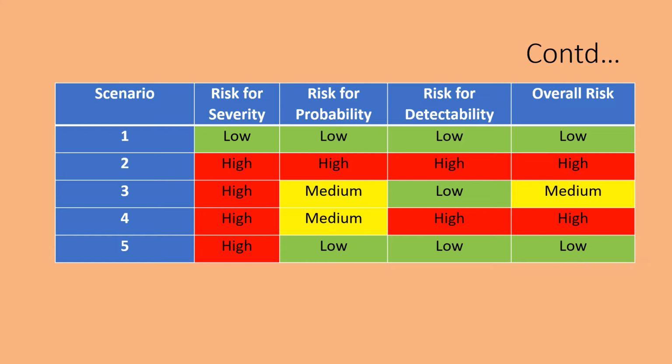See the last, scenario 5. Risk for severity is high. Risk for probability is very low. That means it is very, very infrequent. Risk for detectability is also low. That means the severity can be detected very well in the process. So the overall risk can be classified as low. I hope you understand the classification.